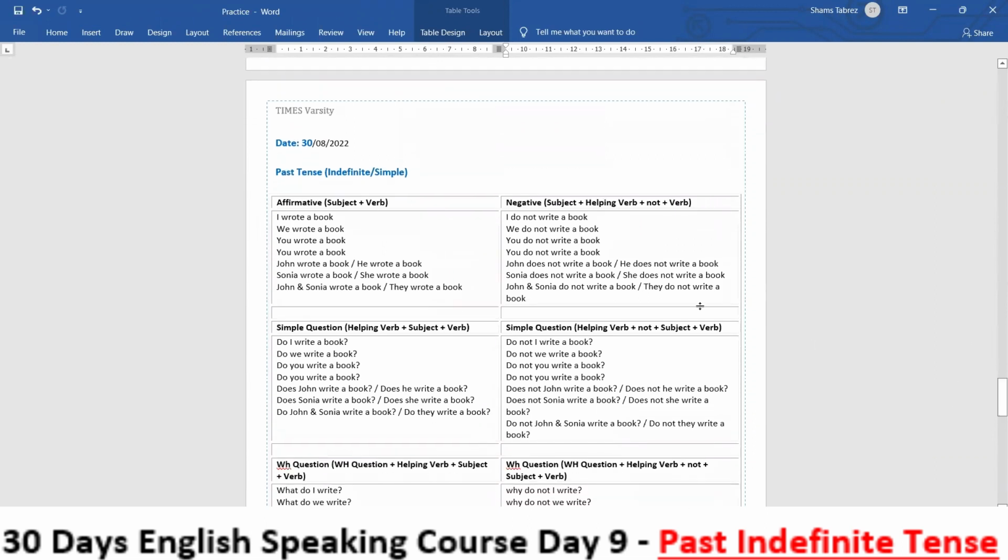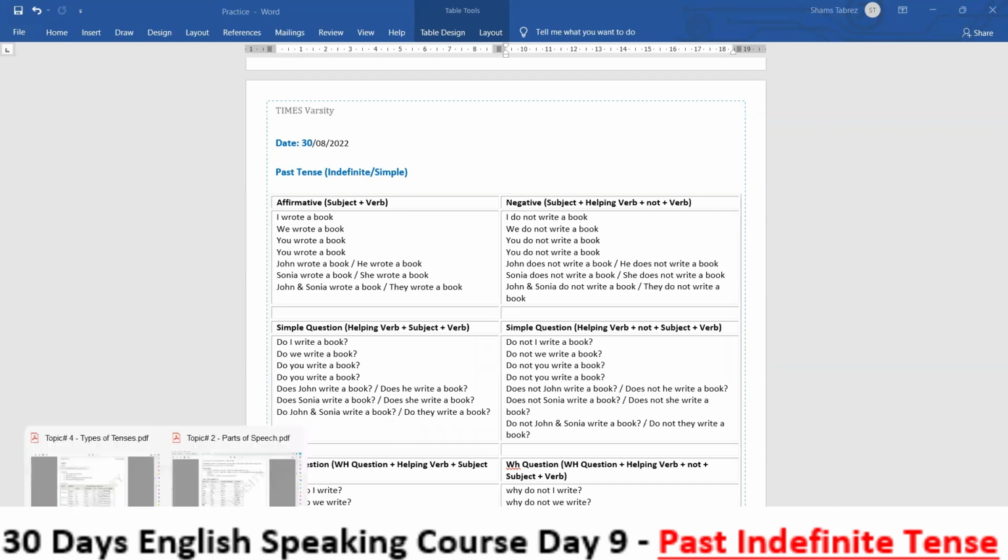Past indefinite tense. Now please make a negative sentence in past indefinite. Yes, any volunteer? Let's start with Musab. I written a book. No, I want you to make a negative sentence in past indefinite. I do not wrote a book. I don't wrote a book.